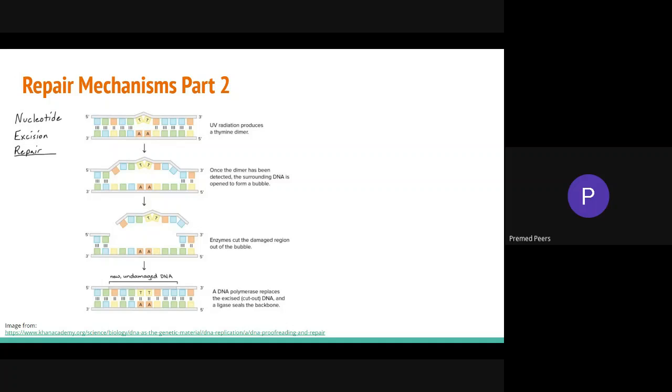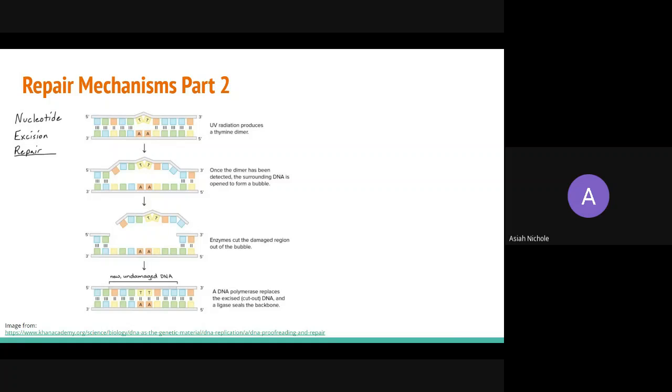Additionally, if the double helix becomes distorted due to a few damaged nucleotides, a helicase will unwind the DNA so that the problem area, as well as a surrounding patch, can be removed. DNA polymerase once again then fills in the sequence, and DNA ligase seals the backbone. This is called nucleotide excision repair, and note that it involves a cut at both the 3' and 5' ends.